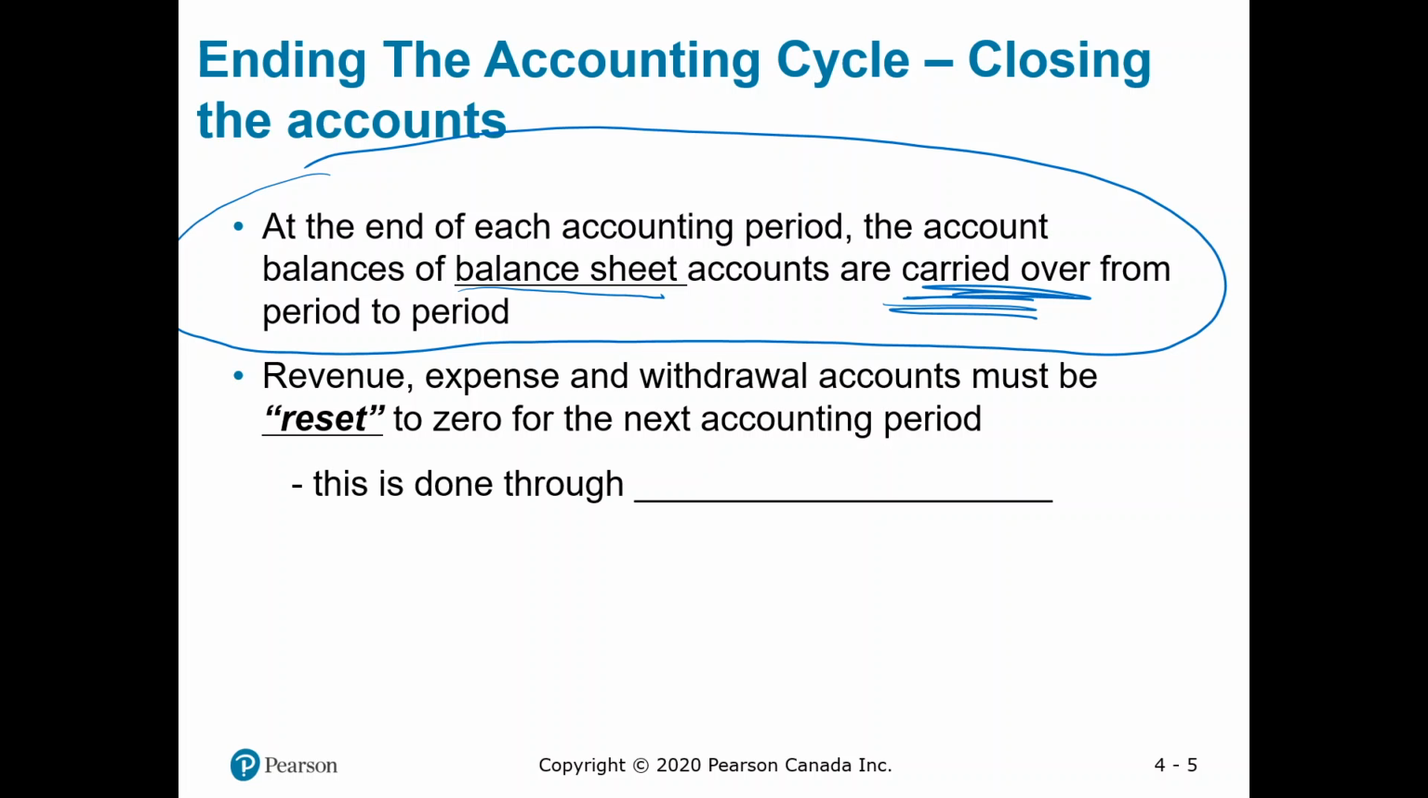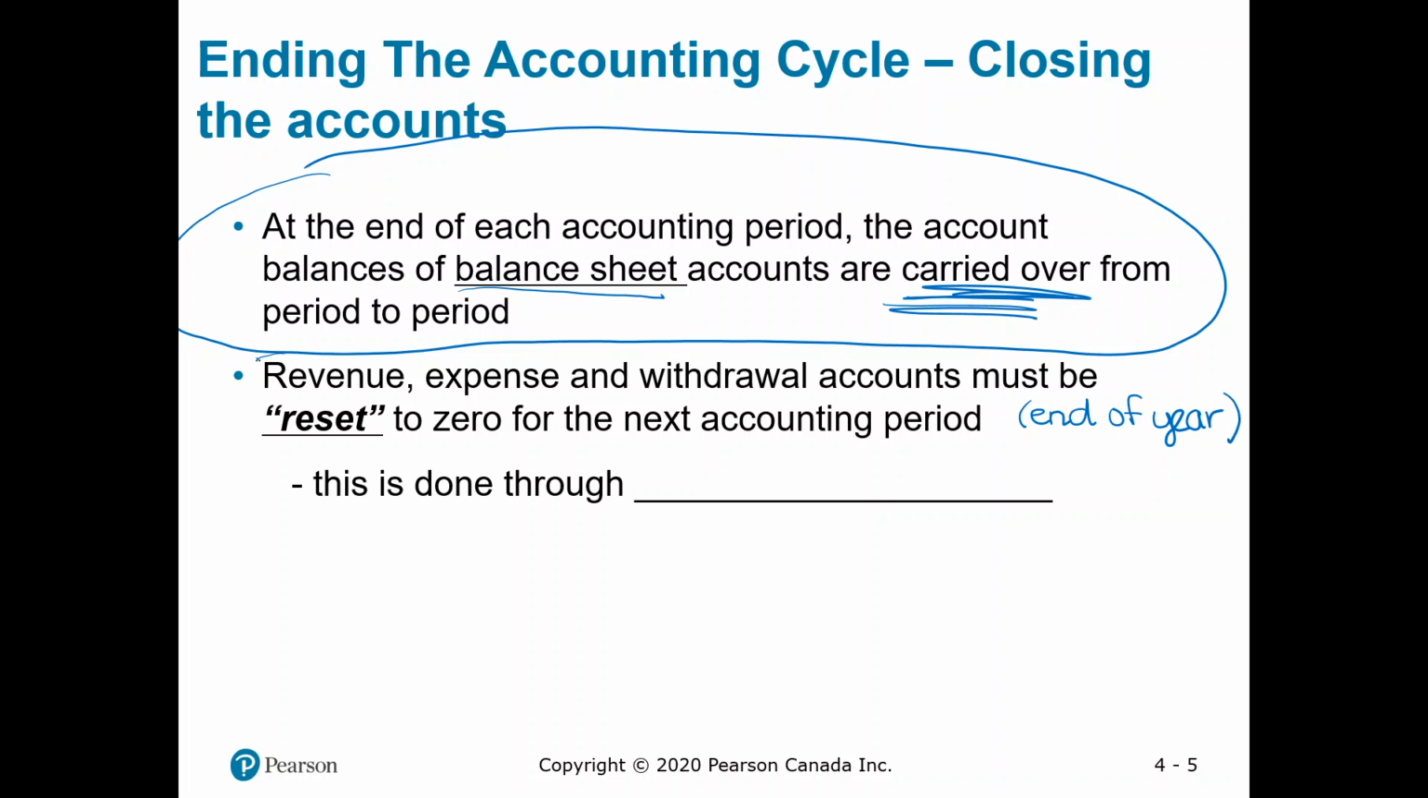Revenues, expenses, and withdrawal accounts. Now these ones actually need to be reset to 0 for the next accounting year, period. And it says here the accounting period, but really we only do this at the end of the year when you actually close accounts.